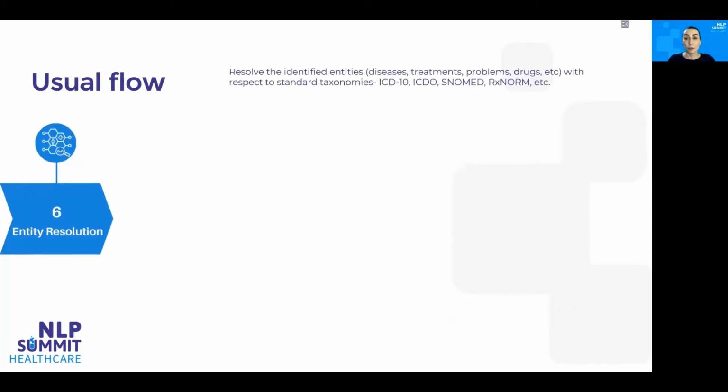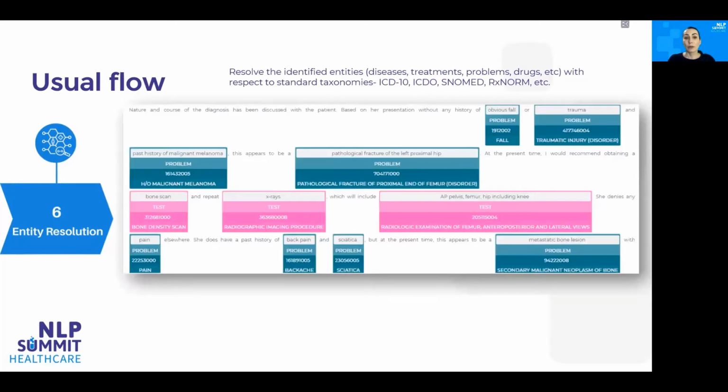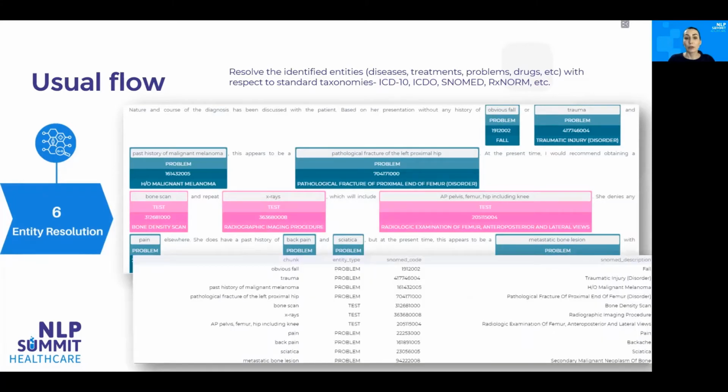Finally, it is also possible to resolve the identified named entities with respect to standard taxonomies, such as ICD-10, SNOMED, or RxNorm, among others. And this is useful for disambiguation or for reimbursement purposes. So on top of the entities that we have identified, we will also add the SNOMED codes, which correspond to them, and then the SNOMED descriptions.